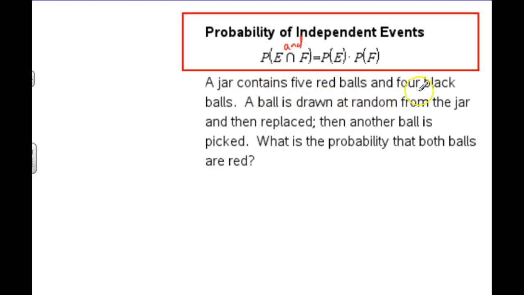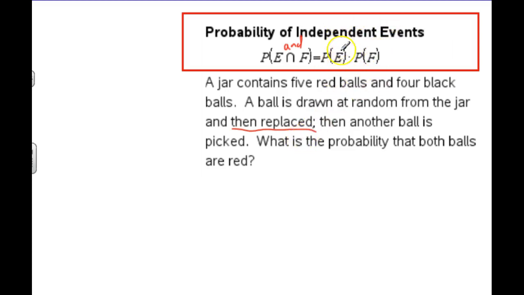A jar contains 5 red balls and 4 black balls. A ball is drawn at random from the jar and then replaced, and another ball is picked. So because the ball is replaced, these 2 events are independent. In other words, you reach into a bag, shake it up, reach into it, and pick one of the 9 balls in there. 5 are red, 4 are black. You put the ball you just picked back in the bag, shake it up, and pick again. You have the same 9 balls. It's the same chance. Nothing changed. One pick has no effect on the other. Because you replace the balls, these are purely independent events.